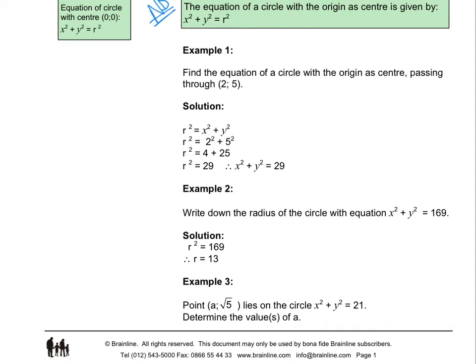The questioning can also be manipulated in the following way, as in example 3, where a point is given to us where the x value is a and the y value is the square root of 5. We are told that this coordinate lies on the circle x squared plus y squared equal to 21, and we have to determine the values of a. In other words, we will substitute the x with a and the y with the y value of the coordinate, square root 5. And then we will simplify the equation in order to solve a.